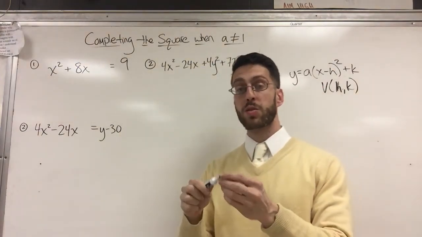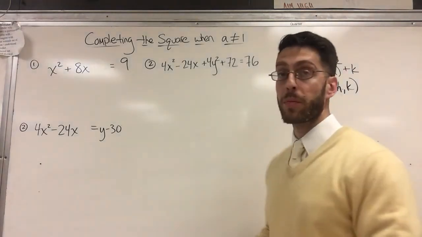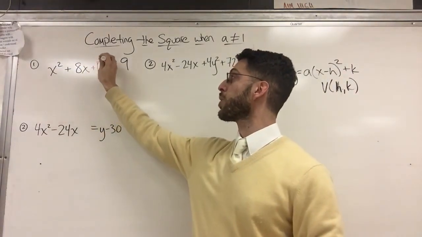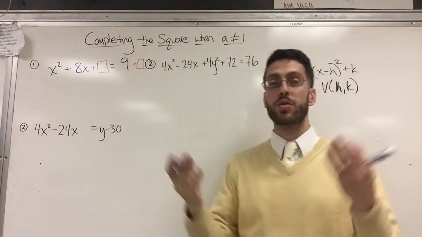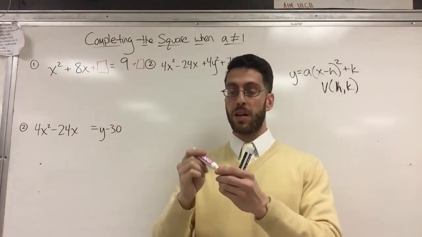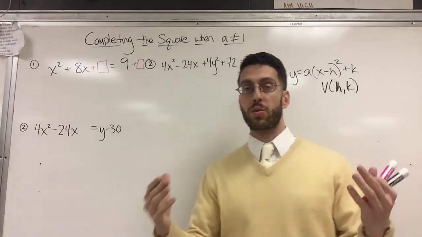If I'm going to complete the square, I need to figure out a number that I add. And of course, whatever you do to the left side of an equation, you also have to do to the right side to keep the equation balanced. You're allowed to do whatever you want as long as you do it to both sides.